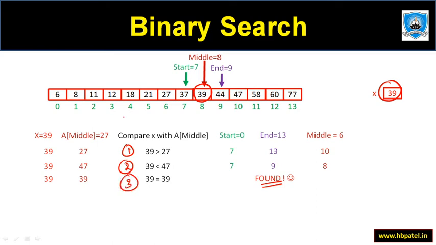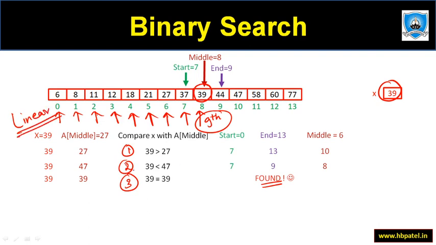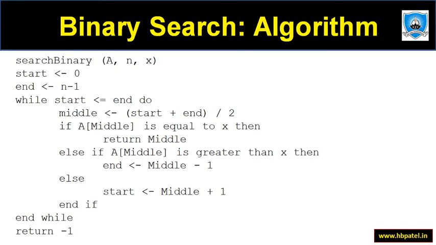If it was a simple linear search, we would have searched 1, 2, 3, 4, 5, 6, 7, 8 and 9. On the 9th search, you would have found this X in case of linear. But in case of binary, this is the benefit of binary search: just in 3 comparisons compared to 9, we are done. We found the element. Alright.